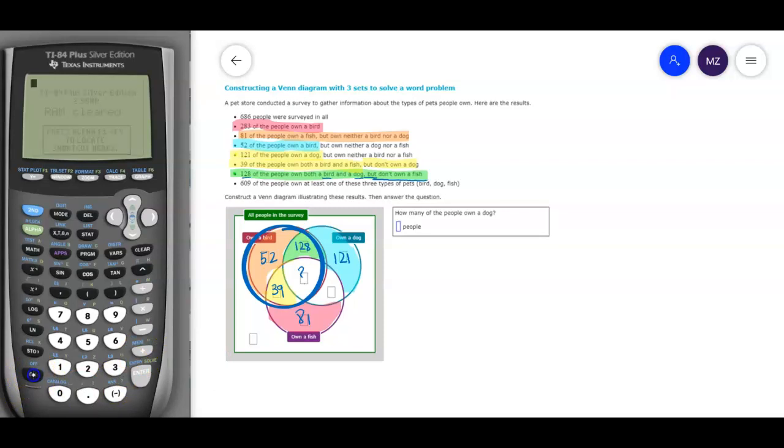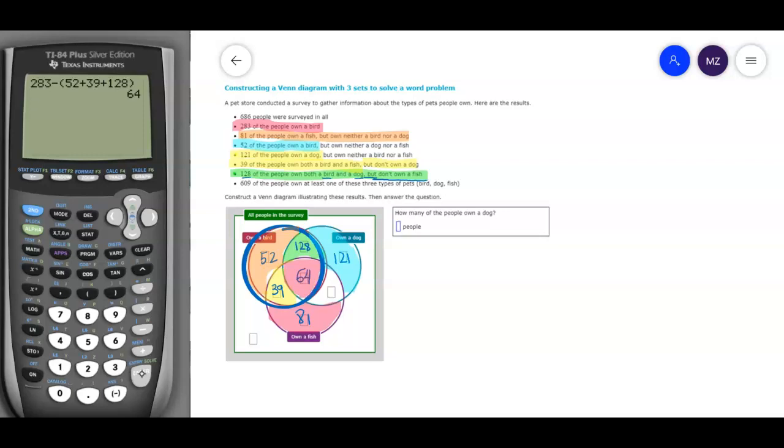So it's going to be 283 minus, open the parentheses, and you put 52 here, plus 39 plus 128, and then close the parentheses and enter, and that's going to give you 64. So this number in the middle here is going to be 64. Okay, you can give it a color as well. All right, so we are almost there.